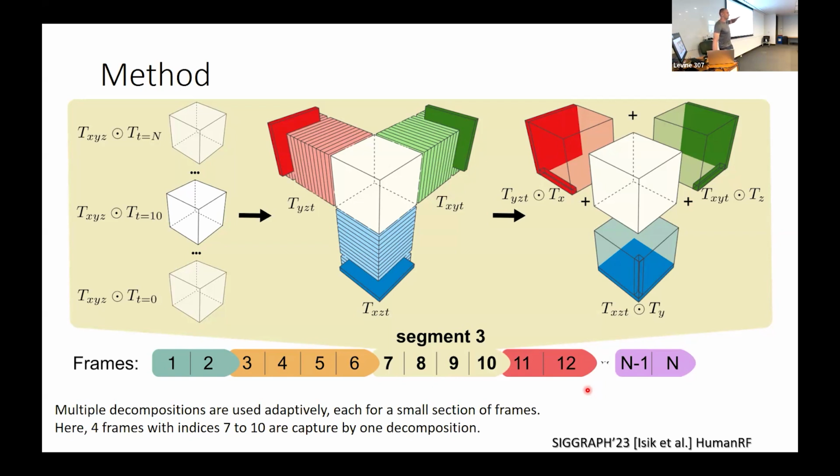So the way it kind of works, you get n frames, and you add another frame. Is it still working? Add another frame. Is it still working? And eventually you run out of capacity, and then you just start a new segment. So it's super brute force.